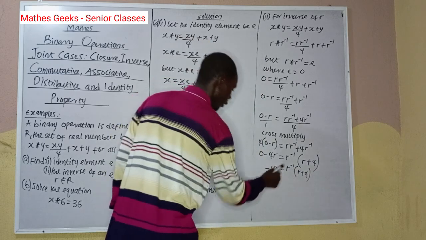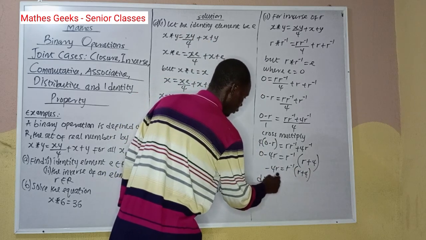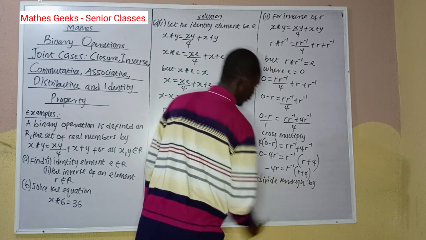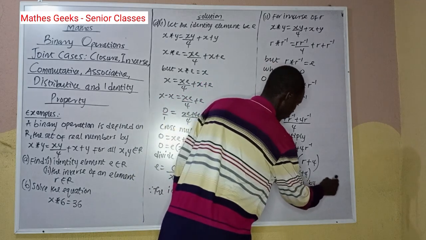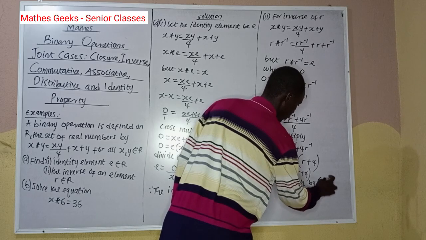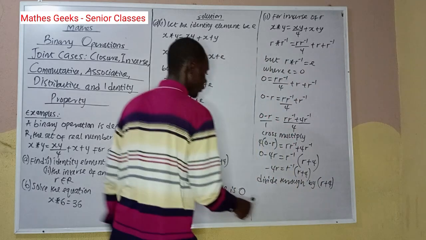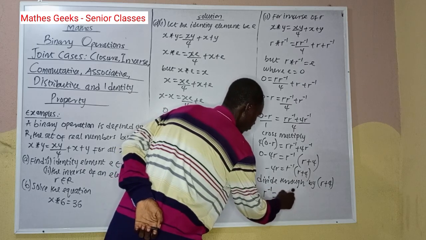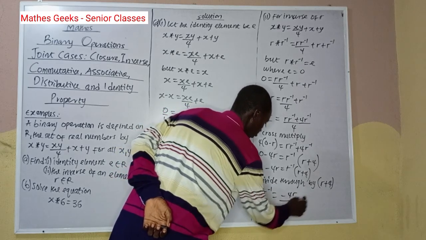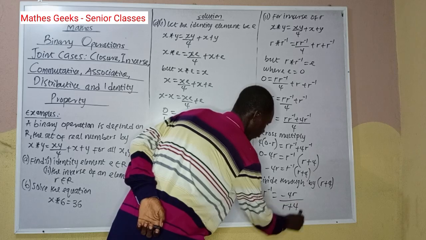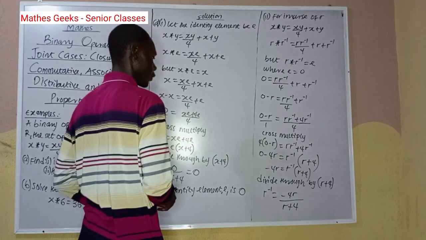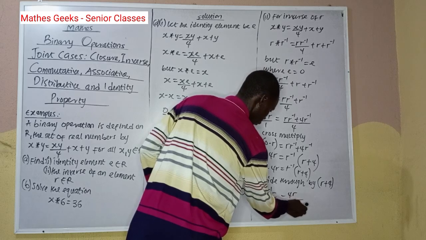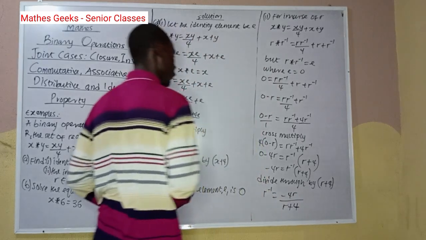Next thing is to divide both sides through by r plus 4. And that will give us r inverse is equal to minus 4r over r plus 4. So that's our inverse.